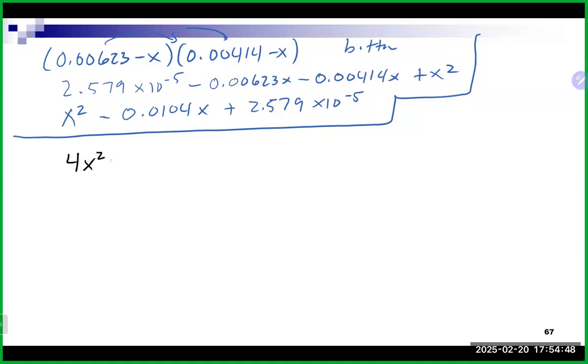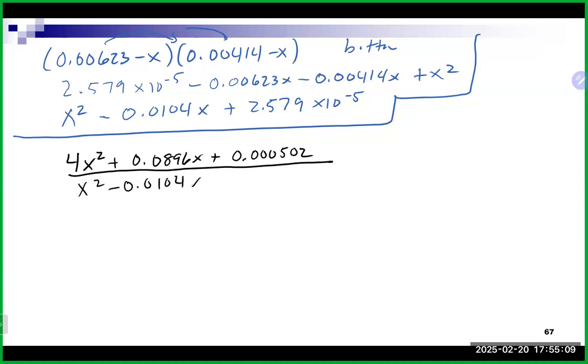4x squared, basically on top, plus 0.0896x, plus, what do we have there? Well, I'll turn it to decimal, 0.000502. Divided by what we got on the bottom there, x squared minus 0.0104x plus 2.58, I'll do a little rounding there, times 10 to the minus 5, and that's going to equal our 54.3 at this point.